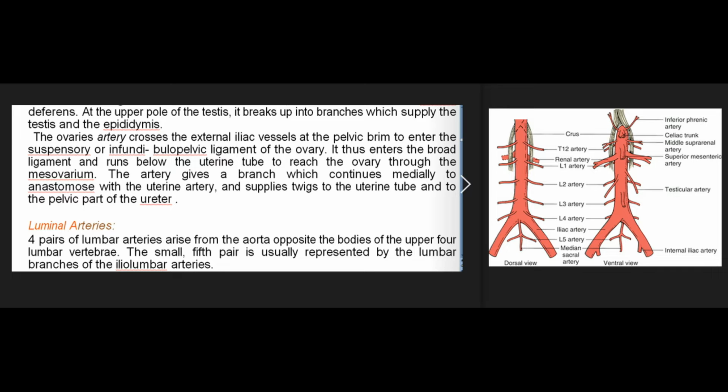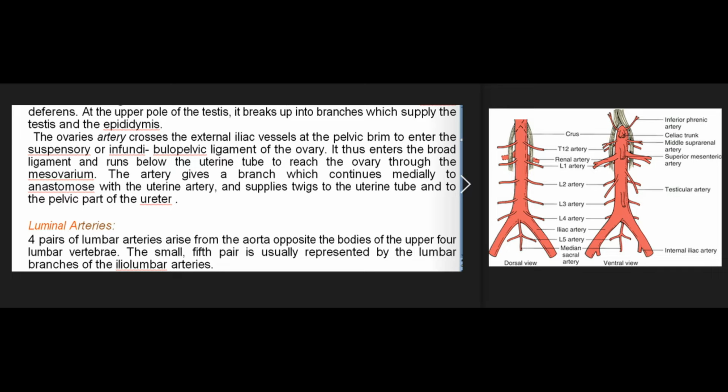The ovarian artery crosses the external iliac vessels at the pelvic brim to enter the suspensory or infundibulopelvic ligament of the ovary. It thus enters the broad ligament and runs below the uterine tube to reach the ovary through the mesovarium. The artery gives a branch which continues medially to anastomose with the uterine artery, and supplies twigs to the uterine tube and to the pelvic part of the ureter.